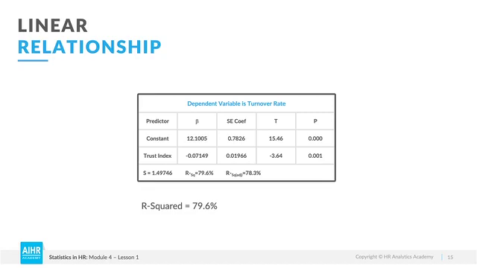Furthermore, you can see that S, or standard error of the regression, is 1.497. This means that, on average, turnover can differ 1.497 points from our predicted scores. It's up to you to decide whether you think this is accurate enough.